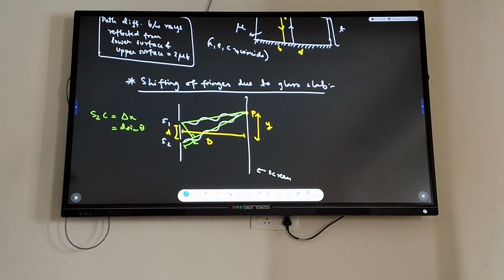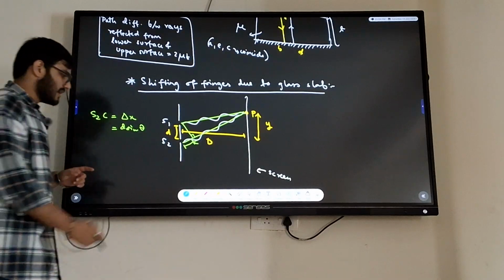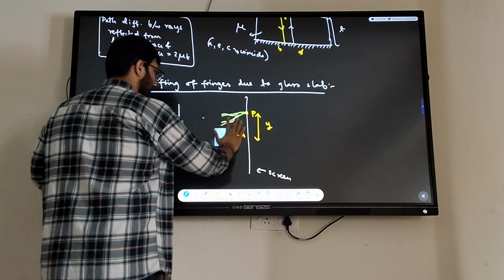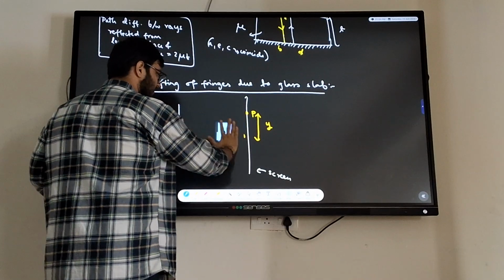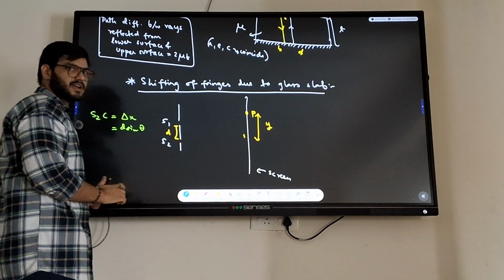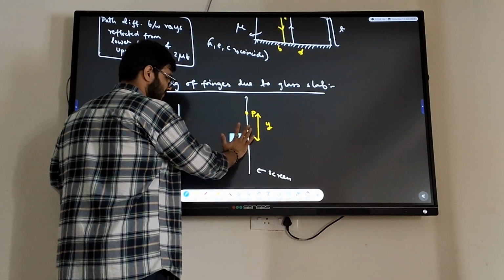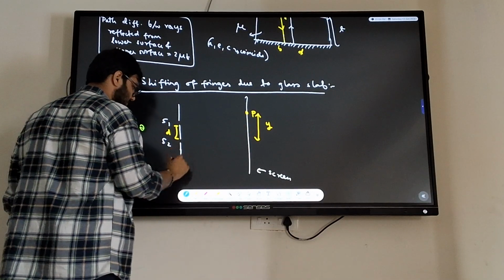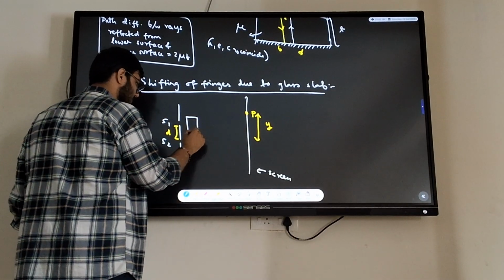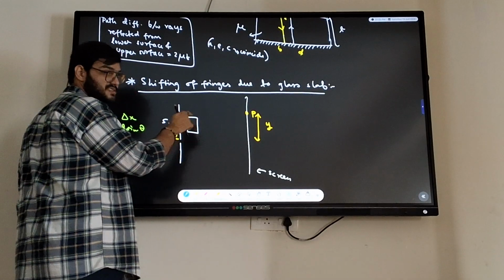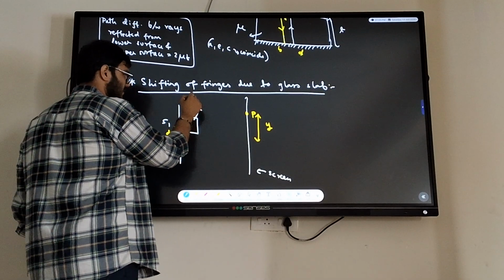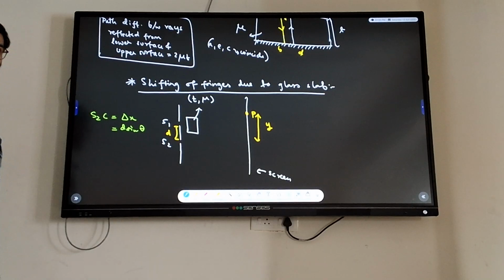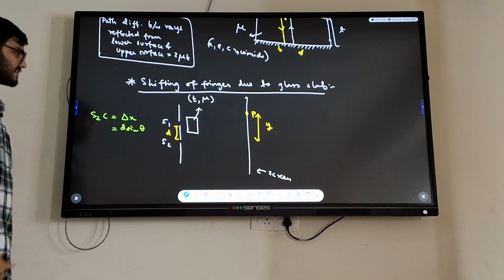Now I am going to slightly change my setup. I am erasing all of this now, and I am putting a glass slab in front of the slit, because why not? Let's do it just for fun. And what will you get then? So it has a thickness T and refractive index mu. If I write like this, are you okay with it? Glass slab of thickness T and refractive index mu.